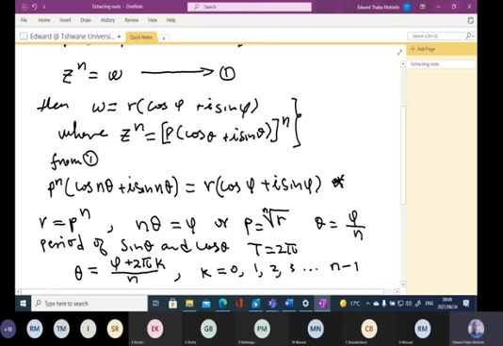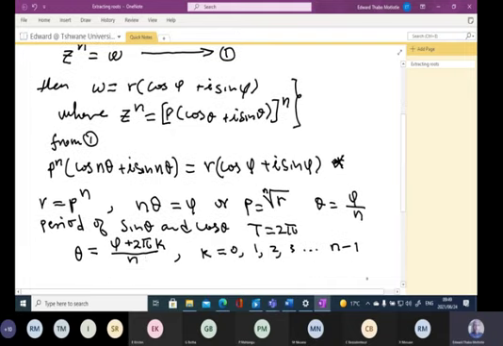Now, what is n? N is just a positive integer, where n is a positive integer.